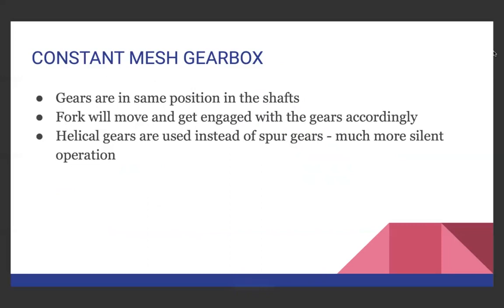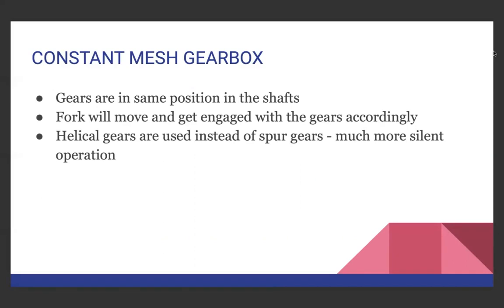Whenever we want to engage the gears, the fork will attach itself to the dog clutch and will move left or right to get engaged with the gear on the output shaft. When the dog clutch gets attached to the gear in the output shaft, the power gets transmitted from the gear in the lay shaft to its attached gear in the output shaft.